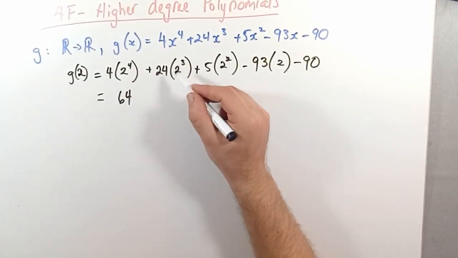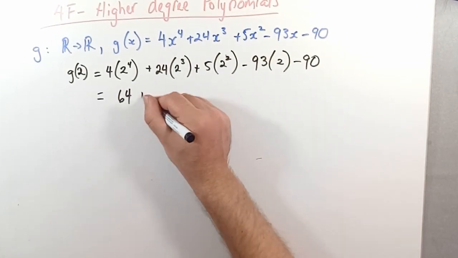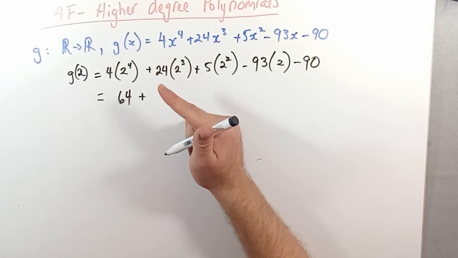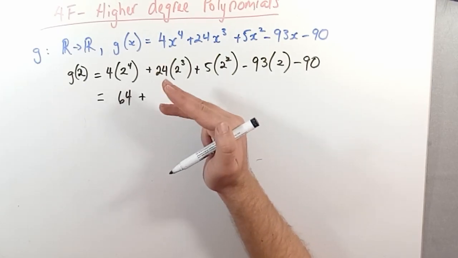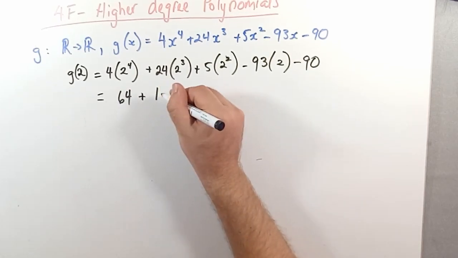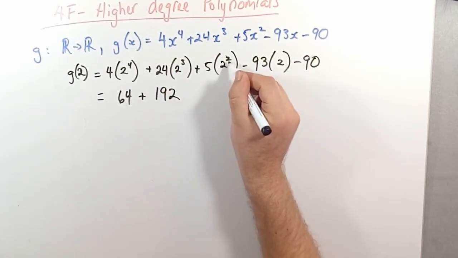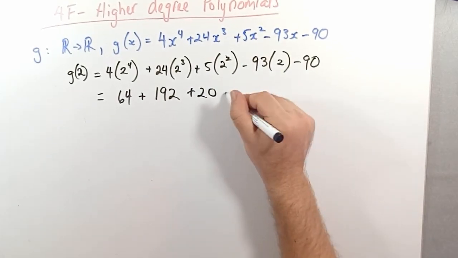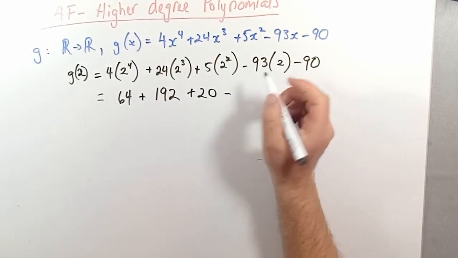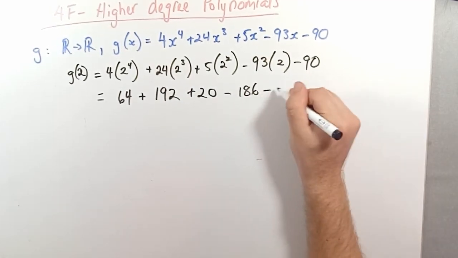2 cubed is 8. And then 8 times 24. So I want to double 24 three times. So 24, 48, 96, 192. Okay. And then 2 squared is 4, 4 fives are 20. And then 93 times 2 is 186, minus 90.